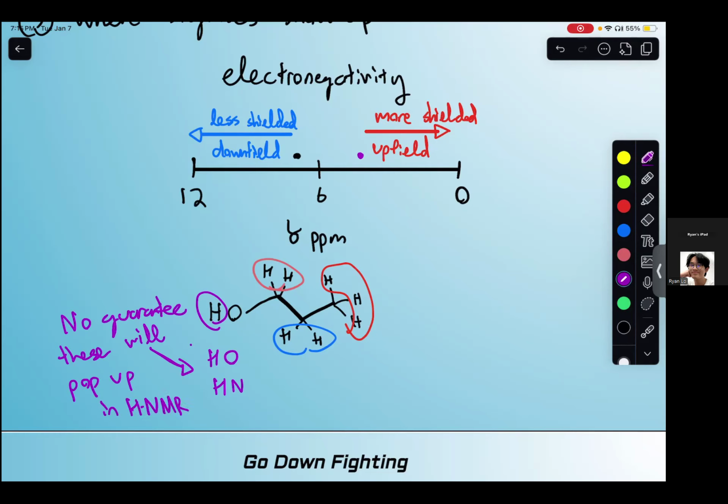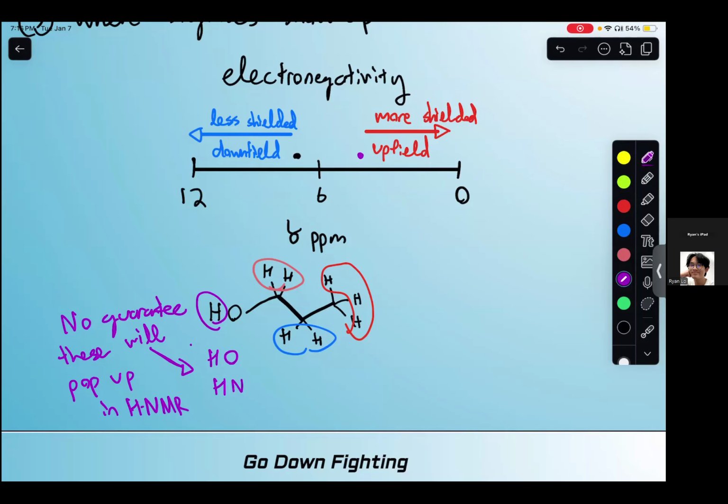There's no guarantee these will pop up in HNMR. Why? Generally because of acid-base nonsense, right? These H's will exchange H's with each other. So there's no guarantee these will pop up. Dr. Cole will probably tell you more about this in class.